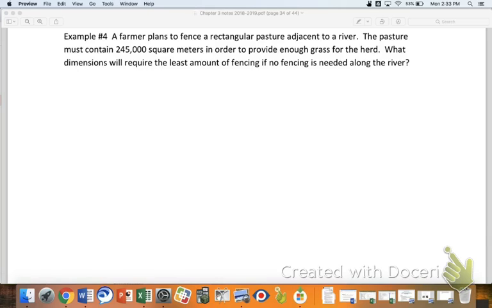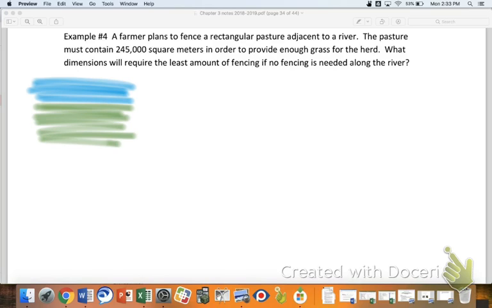So for the first time with these, I am going to draw a picture. So please feel free to draw your own picture. There's my river. Here is my pasture. A couple of lonely cows out there. Got a black and white one.